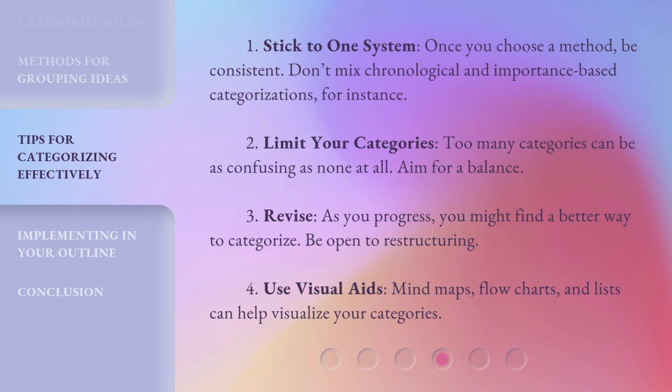Aim for a balance. 3. Revise. As you progress, you might find a better way to categorize. Be open to restructuring. 4. Use visual aids. Mind maps, flowcharts, and lists can help visualize your categories.